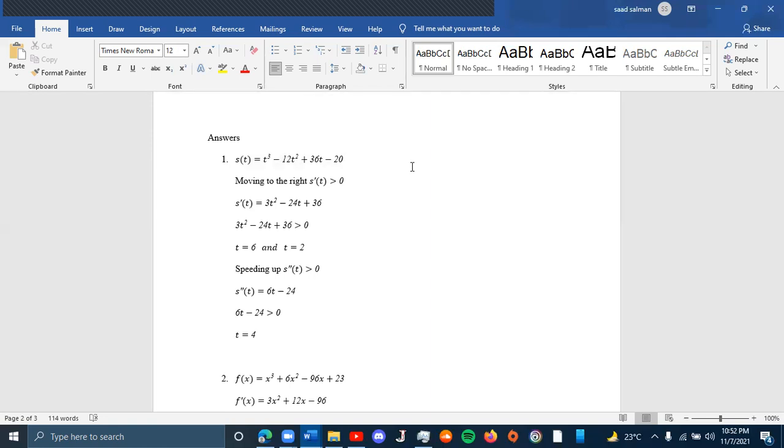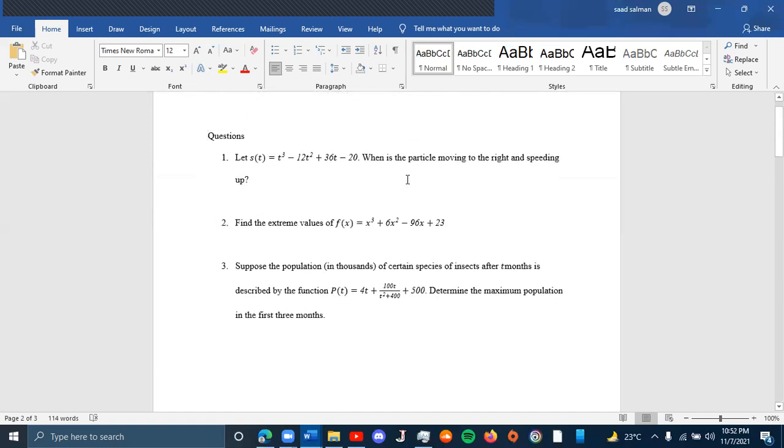So s double prime t is equal to 6t minus 24. 6t minus 24 greater than 0, which will give us t equals 4. Moving on to question number 2.